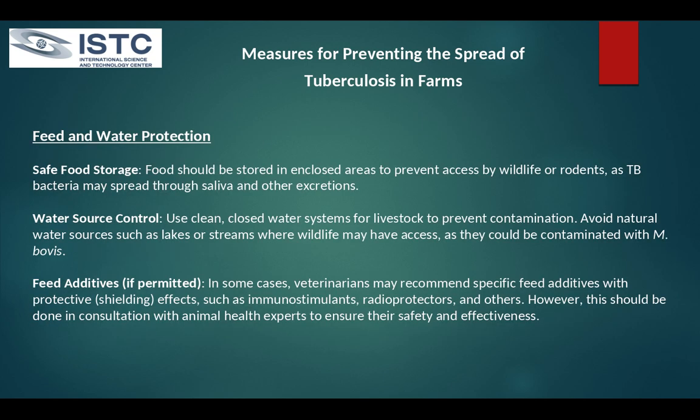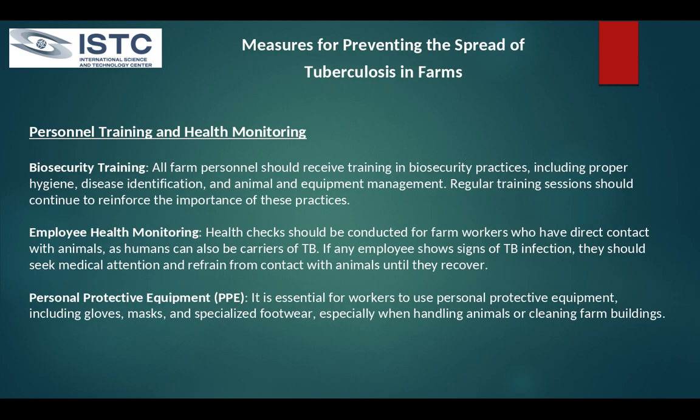Ensuring the safety of animal feed and drinking water. Diseased animals must not come into contact with feed and water sources. These should be stored separately, away from wild animals and rodents. If animals drink from natural sources like lakes or rivers, it is crucial to ensure that the water is safe and free from contamination by wild animal excrement. In some cases, veterinarians may recommend dietary supplements with immunostimulatory or radioprotective properties, but their use should be supervised by a veterinarian.